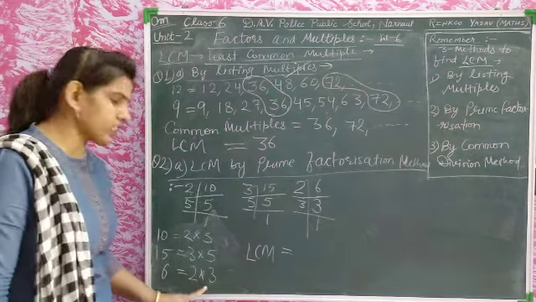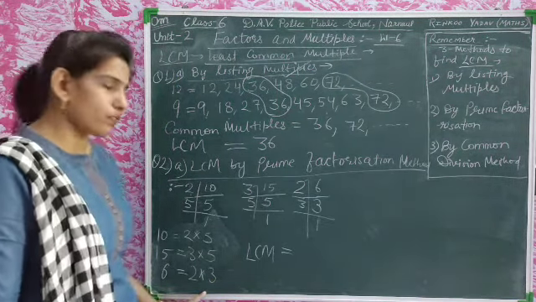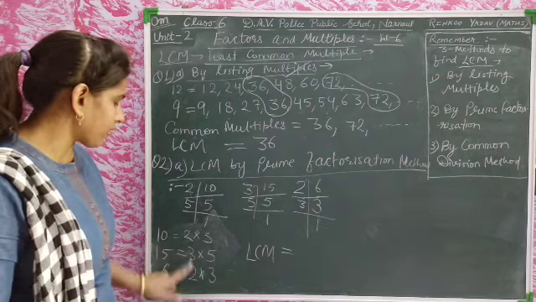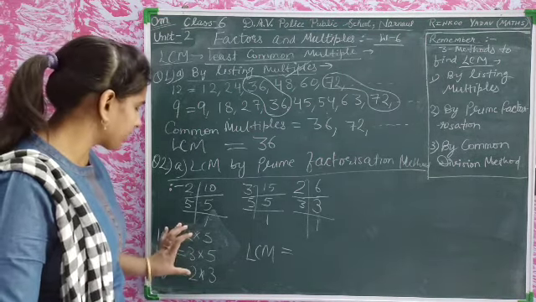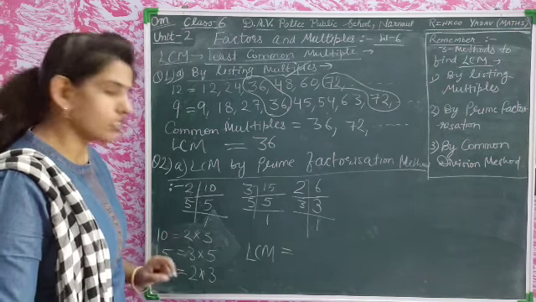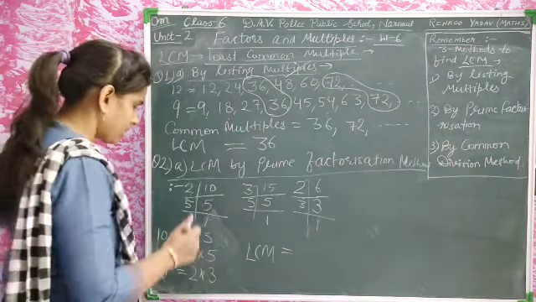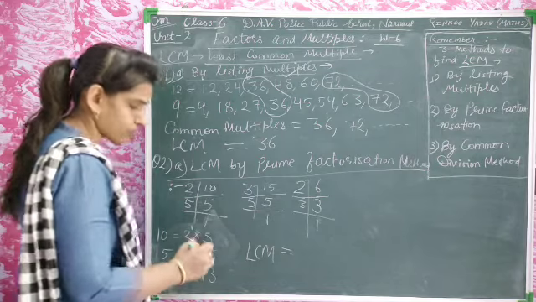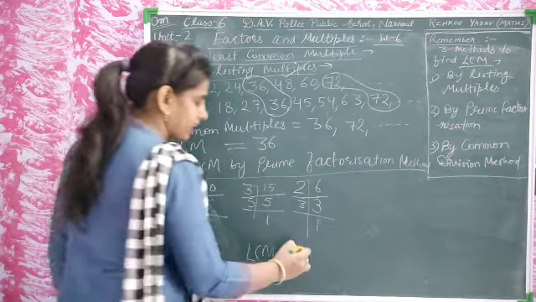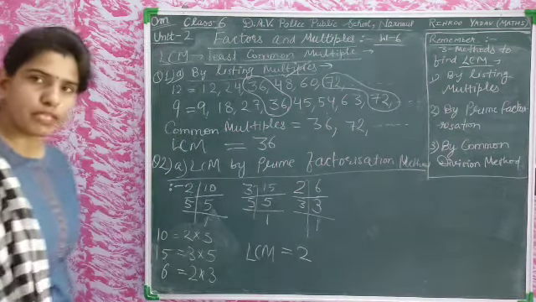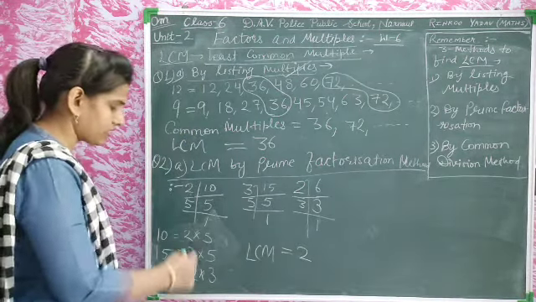First, these are the prime factors of all the numbers. First, we have the lowest prime factor, that is 2. How maximum number of times is 2 there? 1 time. This is also 1 time and this is also 1 time. It means the maximum power of 2 here is 1. Maximum number of times 2 occurs.